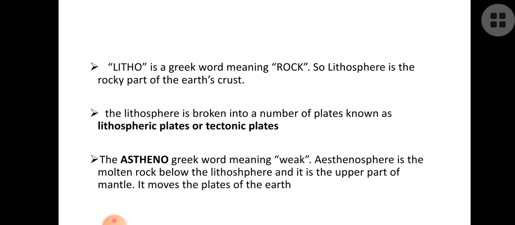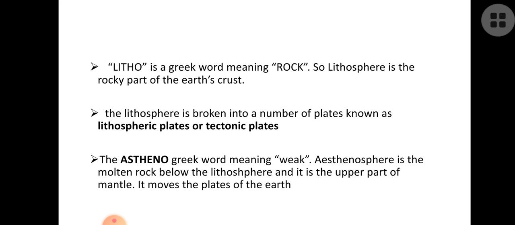Lithosphere. What is lithosphere? Litho is a Greek word meaning rock. The solid part of the earth's crust, we call it lithosphere. The lithosphere is broken into a number of plates. Our whole earth is not a single plate of rock. It is several broken pieces of rocks combined together. We call them lithospheric plates or tectonic plates.